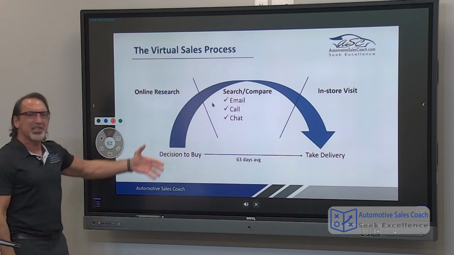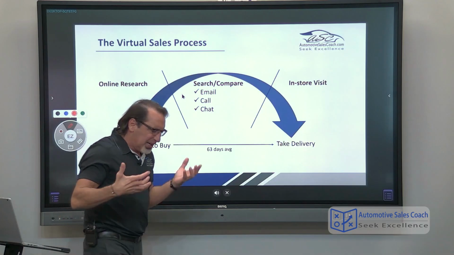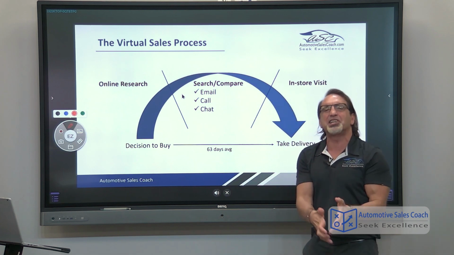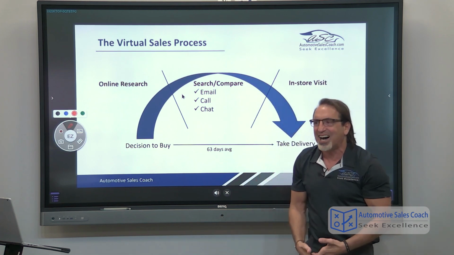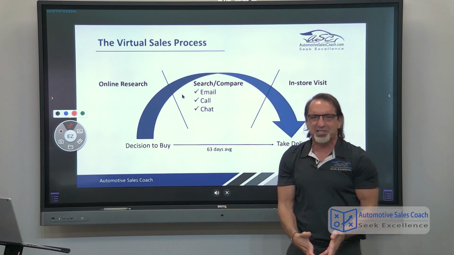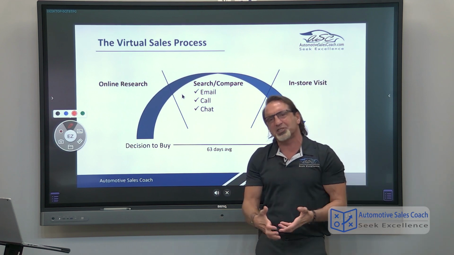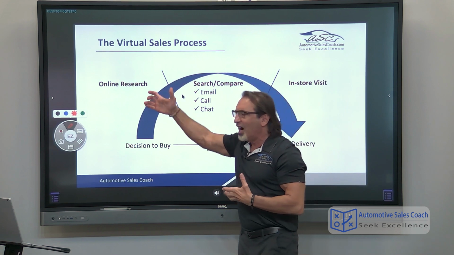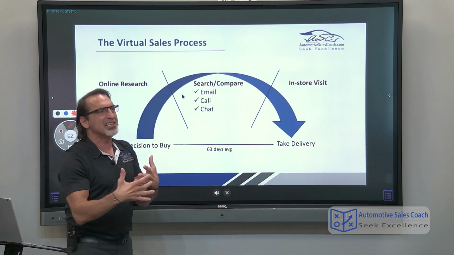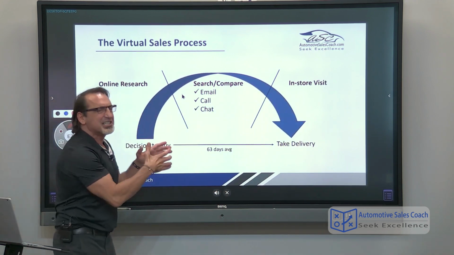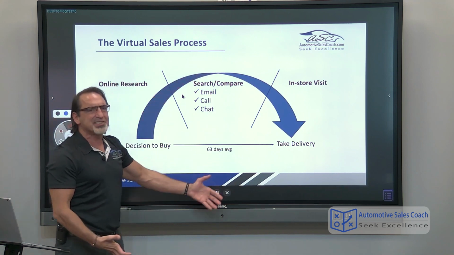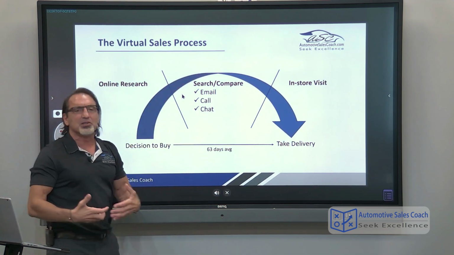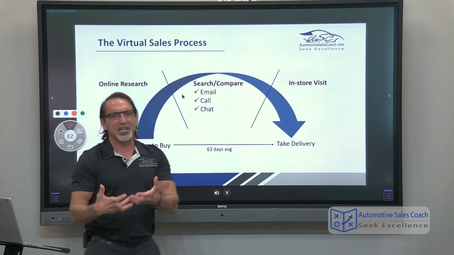And they start here with online research. It's estimated that most customers spend 16 to 20 hours online, right? And they're researching. What should I buy? Where should I buy? When should I buy? How much should I pay? Right? They're doing the research online. And once they kind of narrow it down, they start searching and comparing by contacting us, right, virtually. A lot of them start by email, or they call us, or they chat.